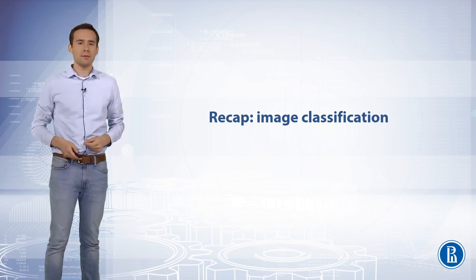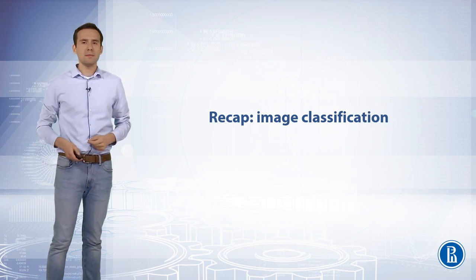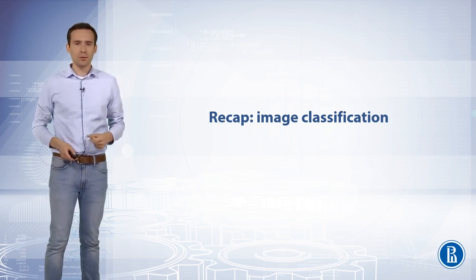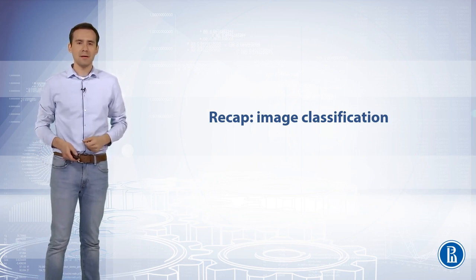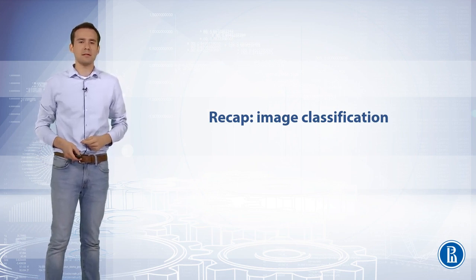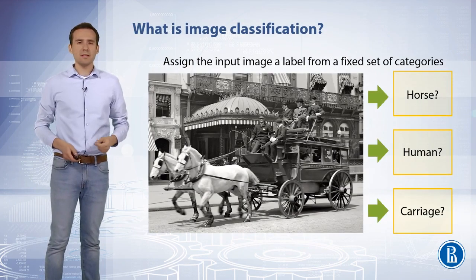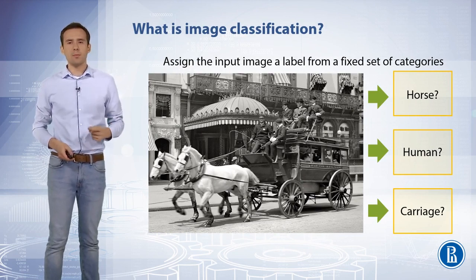Let's start with a recap on image classification. Understanding the contents of an image or an image region is one of the core problems in computer vision, fundamental to image and scene understanding. Later in our course, we'll show how many other vision problems, such as object detection and semantic segmentation, can be reduced to image classification.